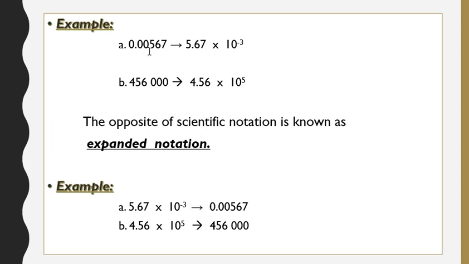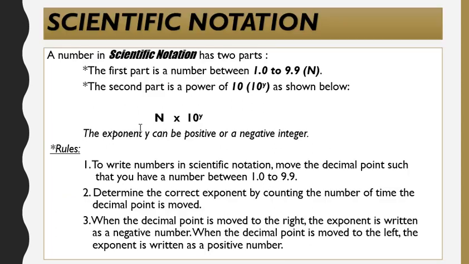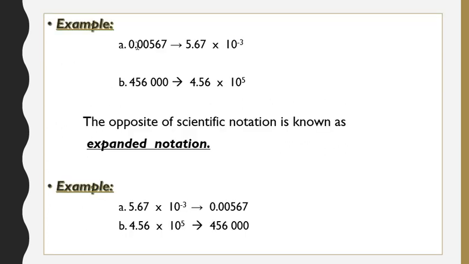So what is the first rule that we have mentioned? Going back again, to write numbers in scientific notation, move the decimal point such that you have a number between these values. Take note again, we will count how many times we moved the decimal point. And take note, if our direction is right, it is a negative number. If the direction we moved is to the left, the number will be positive. So we have here the decimal point, right? So we will move it.